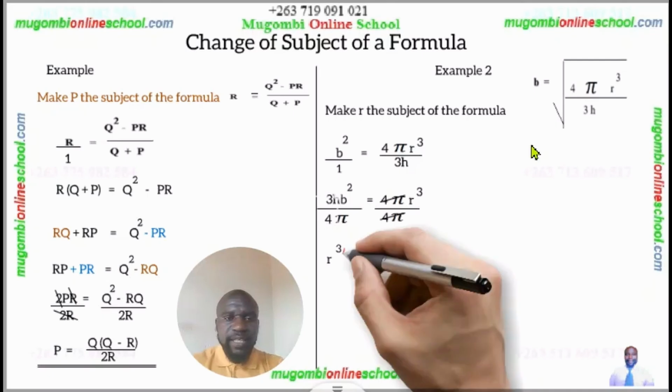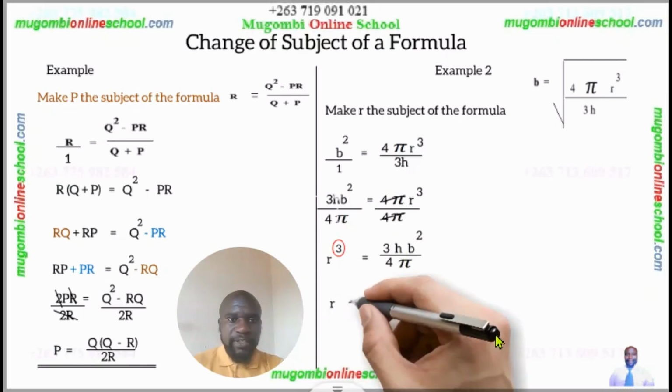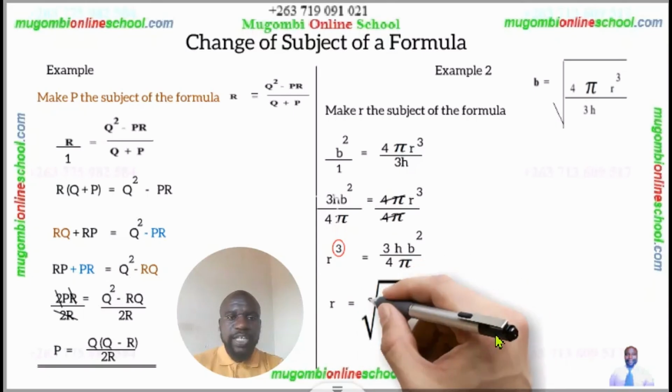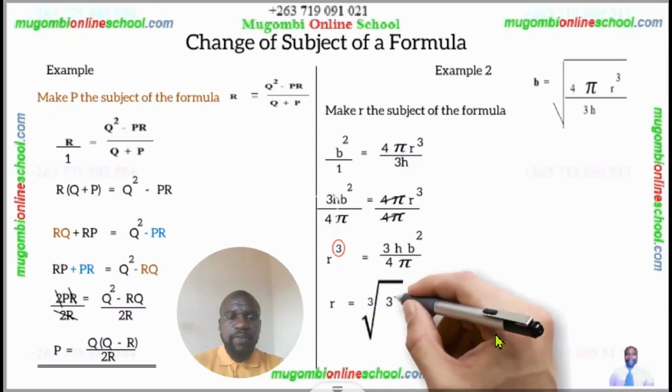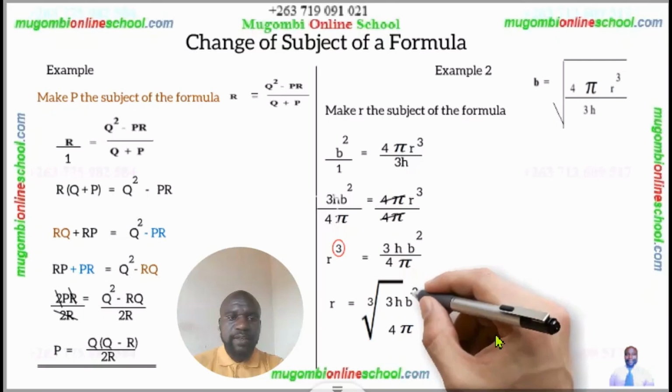Like this. So now we want to remove this cubed sign. How do we remove the cubed sign? We raise to the power of one third, which means the number on the right raised to the power of a third becomes the cube root of that number, and the left is left with just r. So r is equal to the cube root of 3hB squared over 4 pi. That is our final answer.